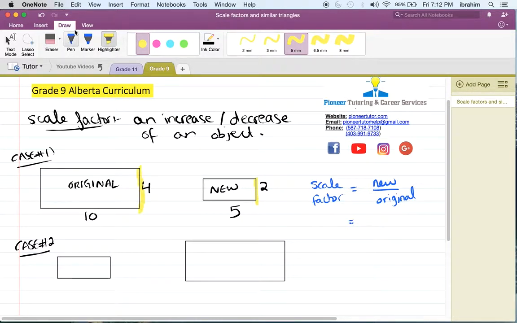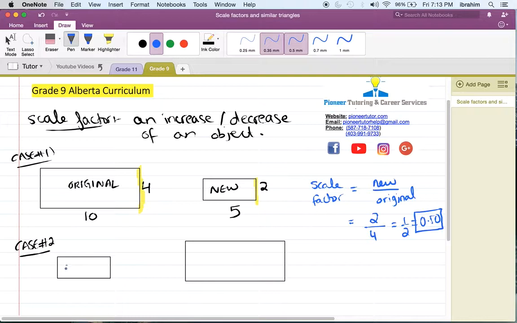Now I'm going to plug these numbers into the formula. It's going to be 2 divided by 4, which when I simplify gives me 1/2, which is equal to 0.5. So my scale factor in the first scenario was 0.5. Now let's say we take the same example but we flip it around.